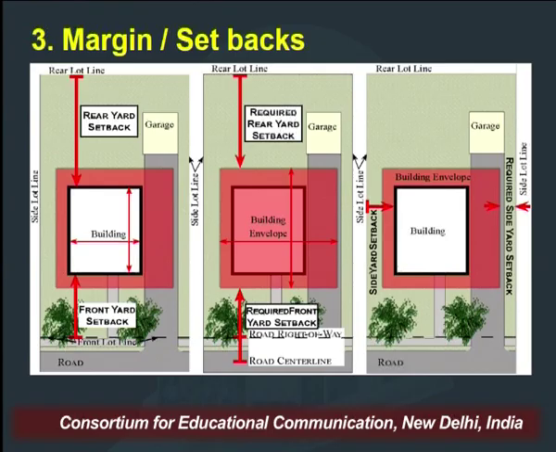So, front margin is the area that you leave from the abutting road to the extent of your building line. Side setbacks are the extent of the building or the plinth line to the next property line, and similarly the rear setback is from the rear end of your building to the rear end of your plot line. So, these three mandates have to be followed with respect to the setbacks.